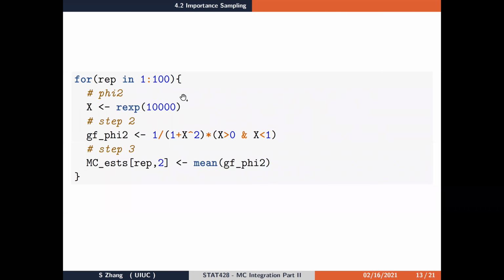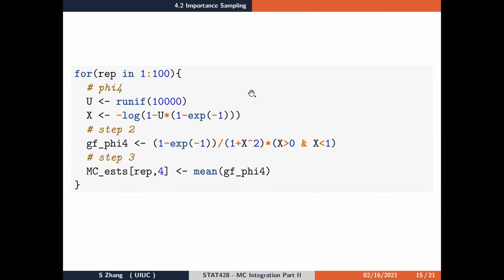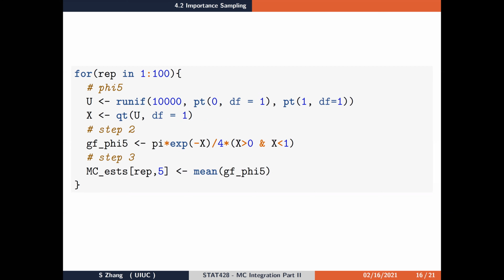Here's the same for phi2, phi3, phi4, and phi5. You can see that here I broke it down into 5 for loops, one for loop for each of the methods. The main purpose is to fit the code into the slides. Otherwise the code would be too long and I could not show it all on the slides. But when you do this, feel free to write all of them inside the same for loop.